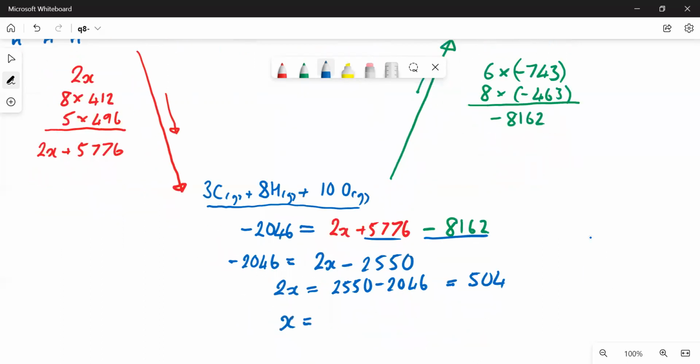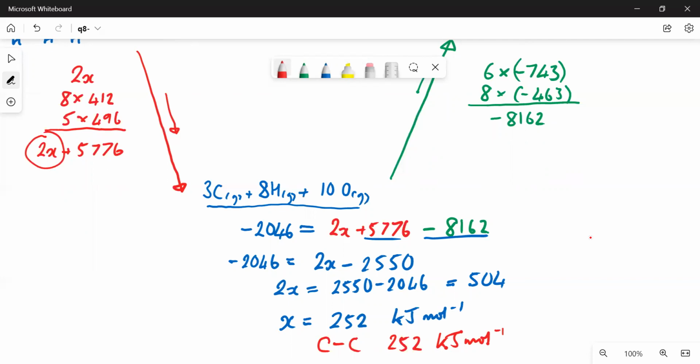X is equal to 252 kilojoules per mole. Using this calculation, that is the value you get for the carbon-carbon mean bond enthalpy, 252 kilojoules per mole. It's got a positive value there because here we are actually breaking those bonds. Yeah, 252 is the answer.